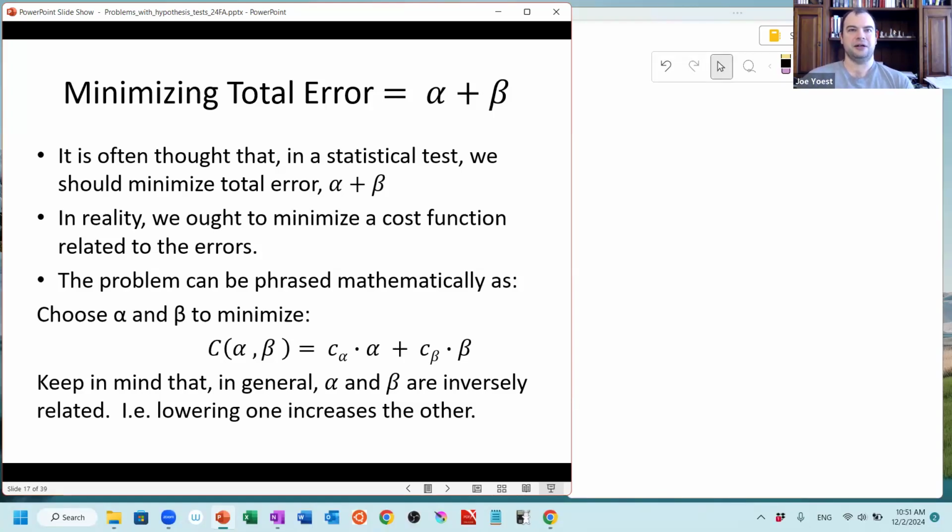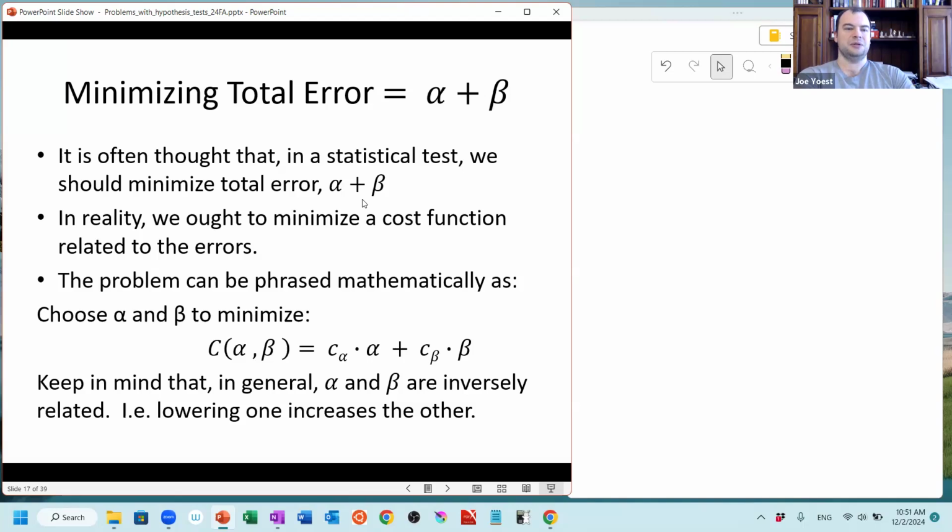Kind of like with a jury trial. If I require a higher bar to be passed in order to declare the person guilty, well, fewer innocent people are declared guilty, but also more guilty people go free. And vice versa. If I have a lower bar to declare guilt, there's going to be more innocent people declared guilty, but there are going to be fewer guilty people go free. So there's a trade-off between those two errors.